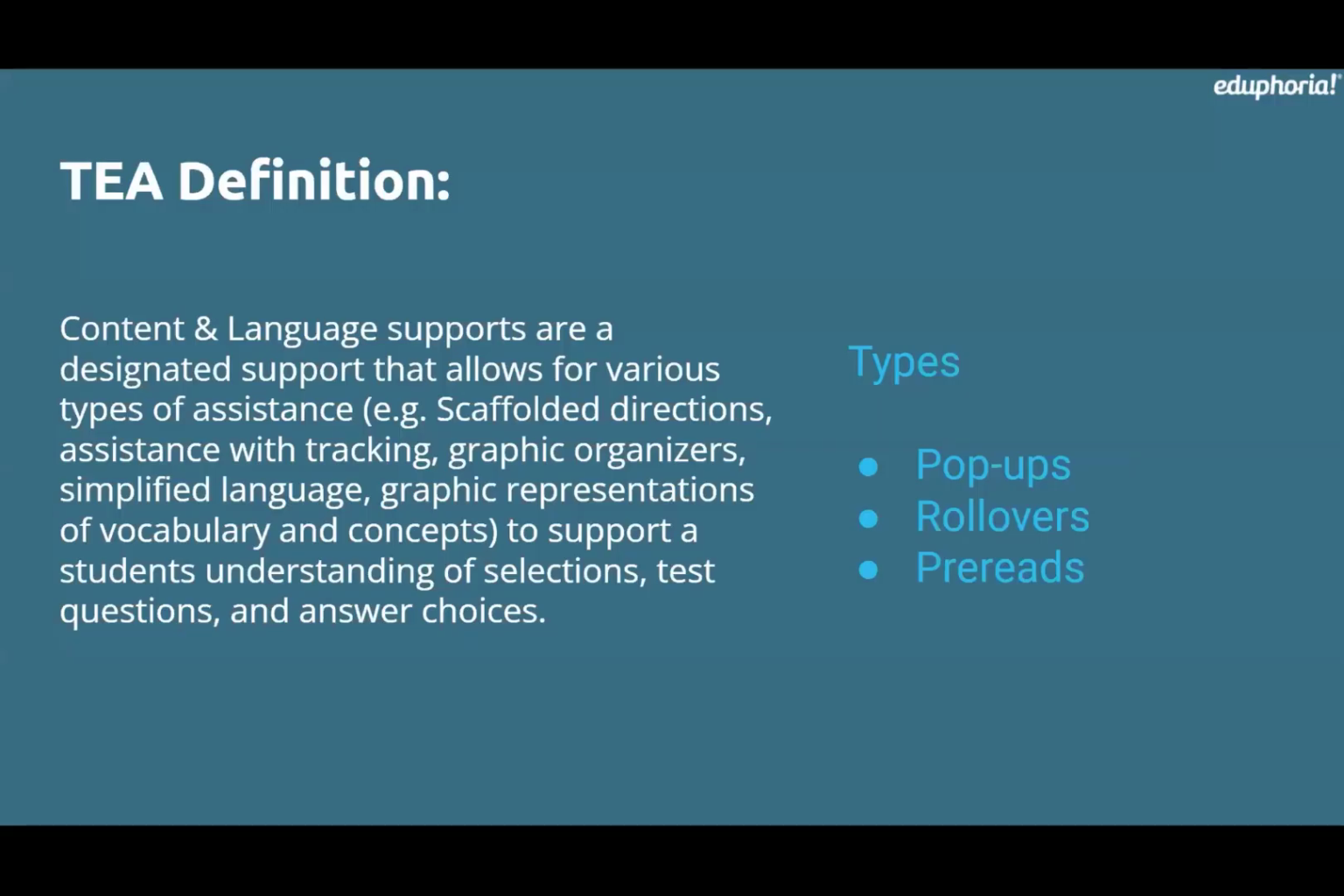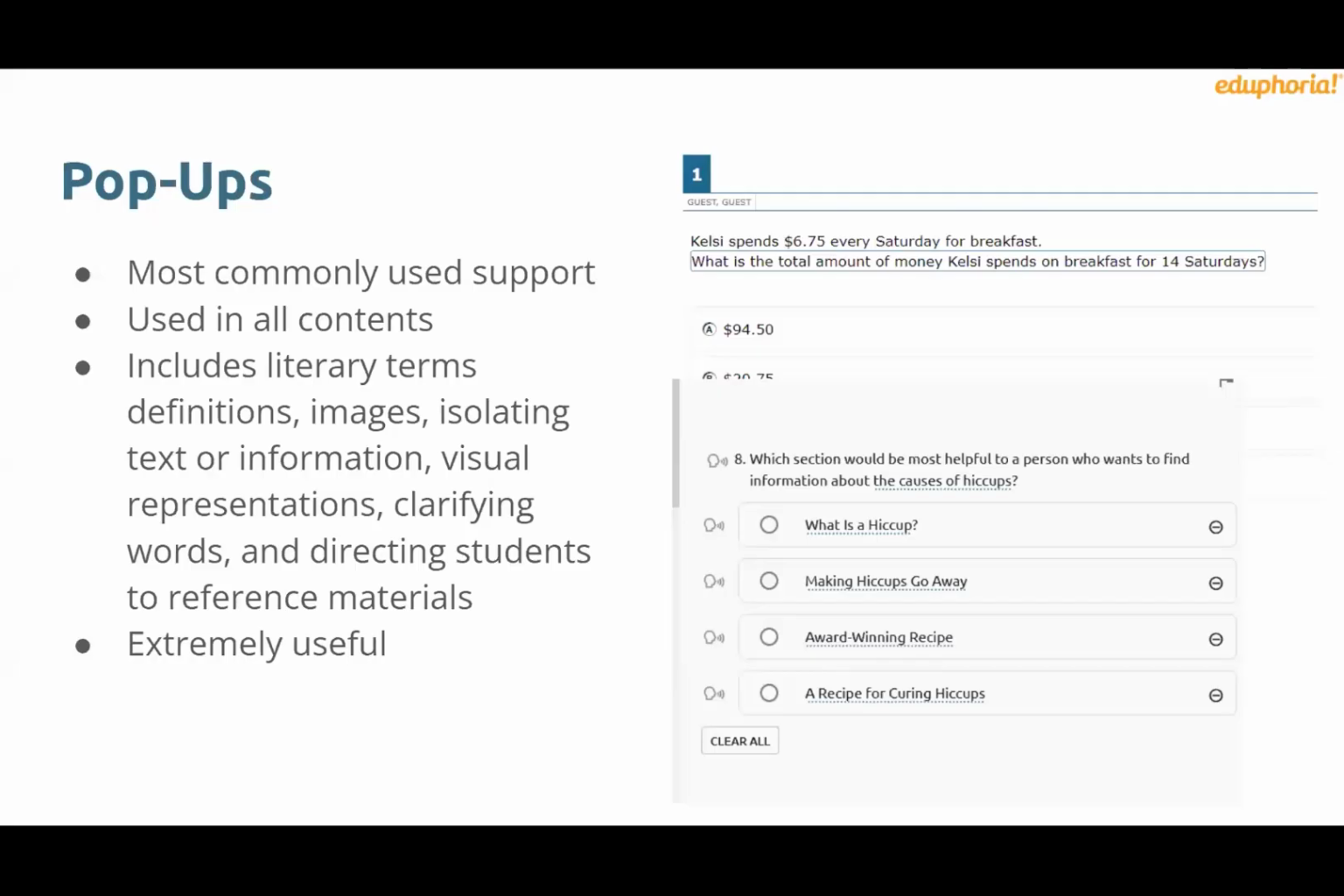And I started really understanding what they are, where they happen, and kind of looking at those trends across the contents. So the TEA definition of them is that they are designated supports that allow for various types of assistance. Very broad. And if you've ever looked at these on the practice test, you know they are very broad. There are 3 different types. There's pop-ups, rollovers, and pre-reads.